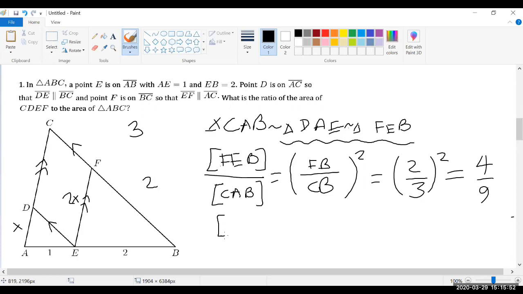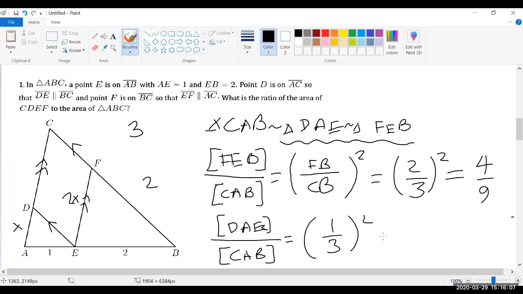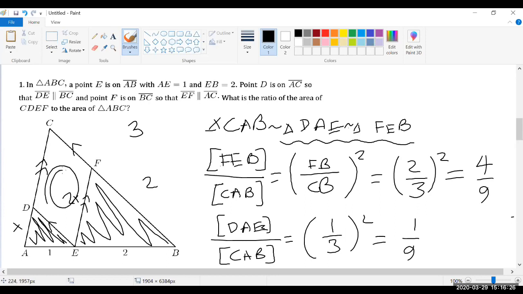Now we can look at the same thing, but for DAE. And this is going to be 1 to 3 squared, right? Because everything is 1/3 about that triangle compared to CAB. So that's 1/9. Now that we know this small triangle is 1/9 of the area, and this medium triangle is 4/9 of the area, then this parallelogram over here is going to be 1 minus 1/9 minus 4/9, which is 4/9 of the total area.